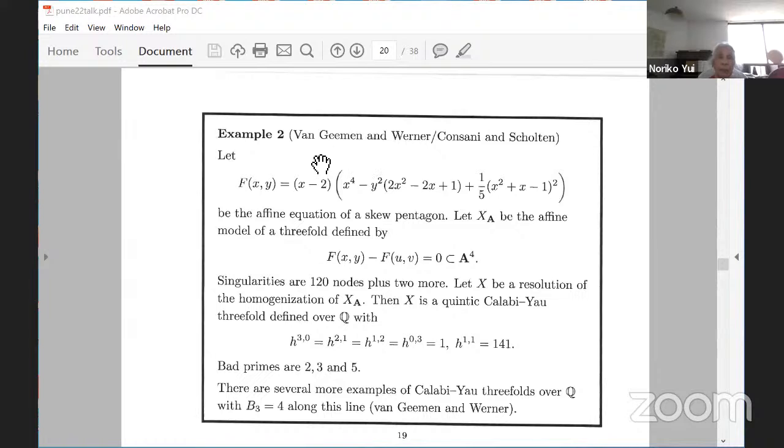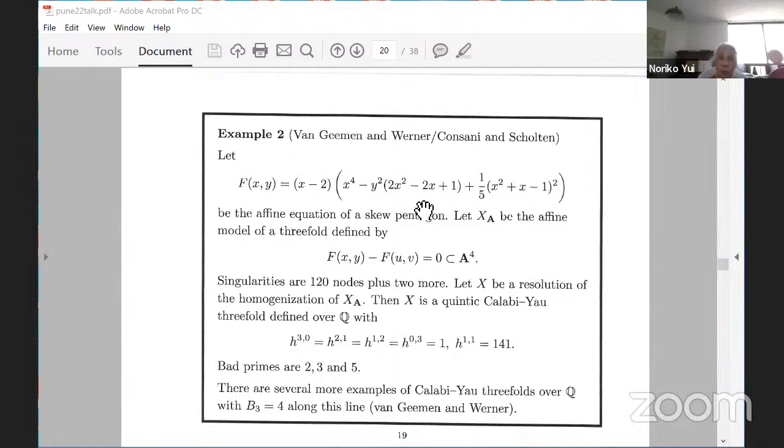The first example was considered by Hertzberg when I was at Max Planck when I was very young. He showed me pentagon Calabi-Yaus, and that's where many generalizations occurred. Van Geemen, Werner, or later van Straten, Scholten, and then they consider the pentagon. This is the skew pentagon equation. So x equal to 2 looks like this. Okay, so that's the skew pentagon. And we'll consider the affine threefold defined by this equation. Of course, you homogenize this.